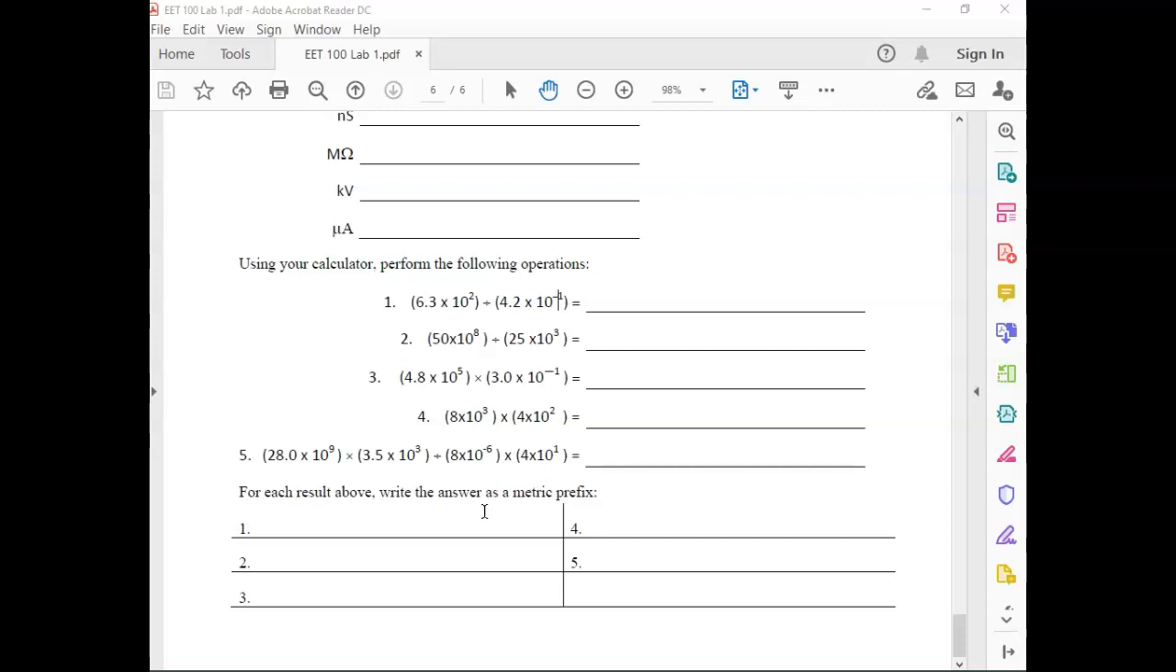All right, so let's let y'all work on number 4, and then we'll all work together for number 5. So I'll give y'all just a few minutes to work on number 4.